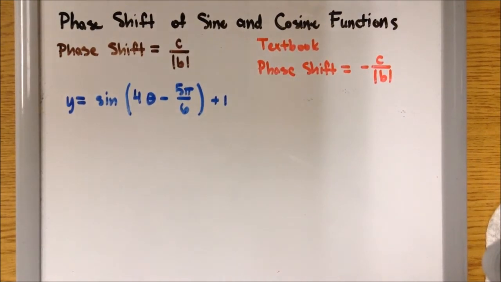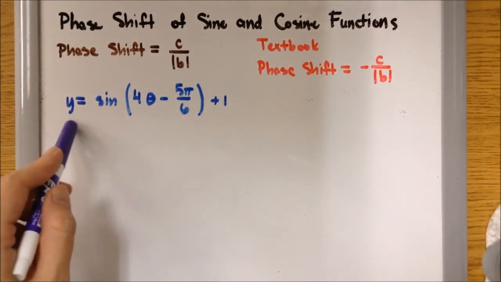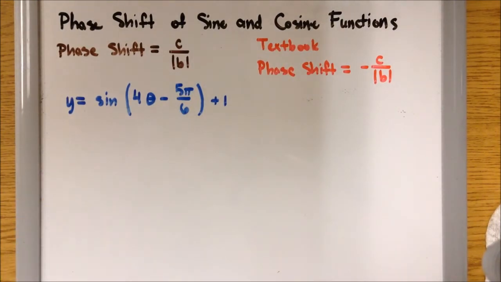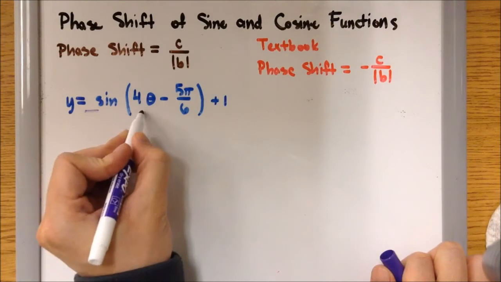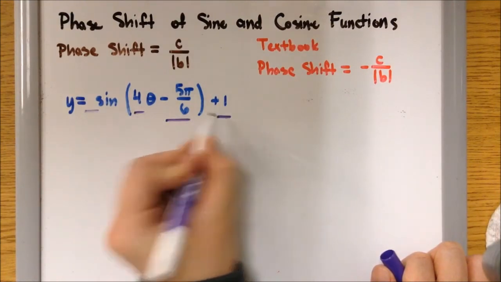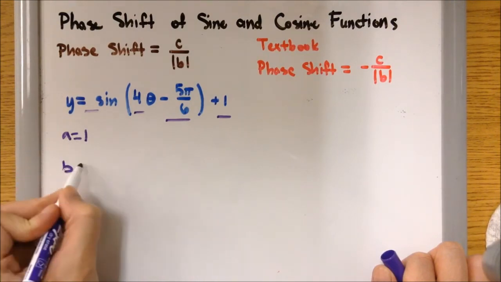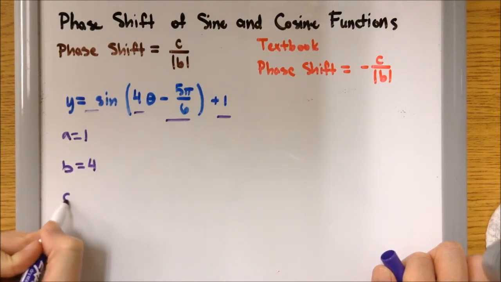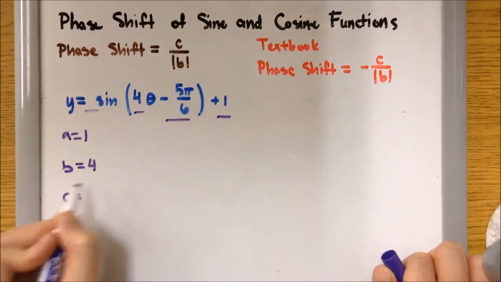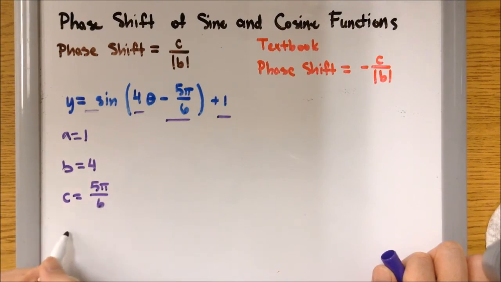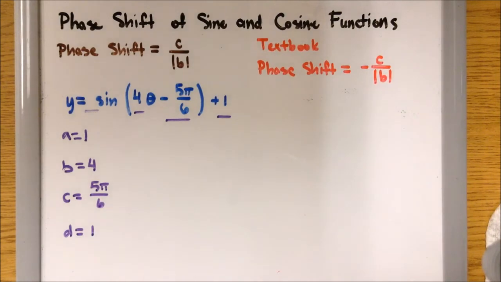In our second example, we have the same problem. Y equals sine of 4 theta minus 5 pi over 6 plus 1. So A, B, C, D. A is 1, B is 4, C, minus 5 pi over 6, will be just simply 5 pi over 6, and then D is 1. Alright, so phase shift.